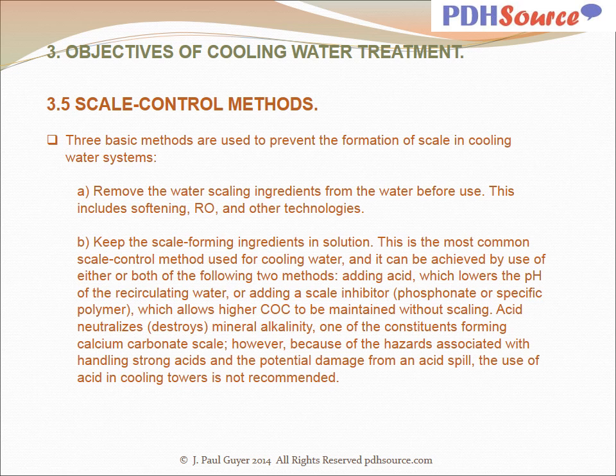Second, keep the scale forming ingredients in solution. This is the most common scale control method used for cooling water, and it can be achieved by use of either or both of the following two methods: adding acid, which lowers the pH of the recirculating water, or adding a scale inhibitor, such as a phosphonate or specific polymer, which allows higher COC, cycles of concentration, to be maintained without scaling. Acid neutralizes, that is, destroys mineral alkalinity, one of the constituents forming calcium carbonate scale. However, because of the hazards associated with handling strong acids and the potential damage from an acid spill, the use of acid in cooling towers is not recommended.